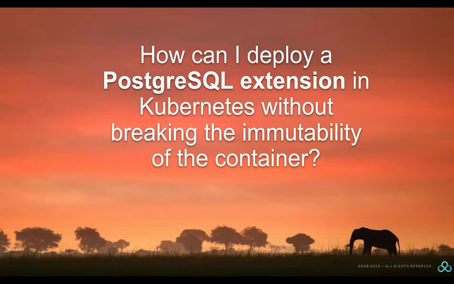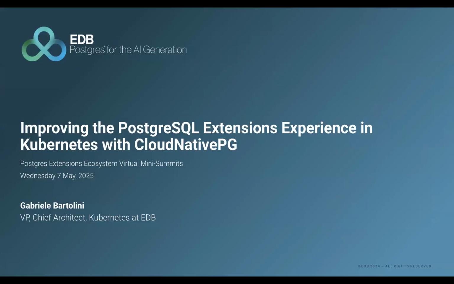I normally start every presentation with a question, and this is actually the question that has been hitting me and the other maintainers of CloudNativePG from the first day. We know how important extensions are in Kubernetes, in Postgres. And we've always been asking, how can we deploy extensions without breaking the immutability of the container? So today I will be telling our story and hopefully providing good insights about how with CloudNativePG we are trying to improve the experience of Postgres extensions when running databases in Kubernetes.